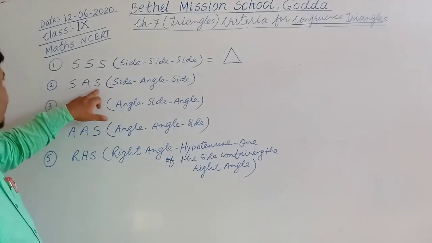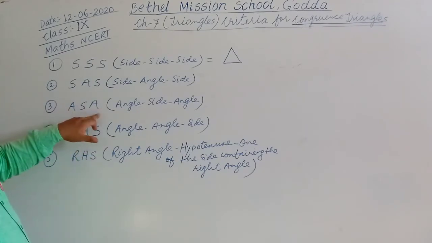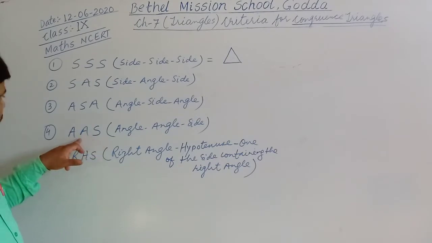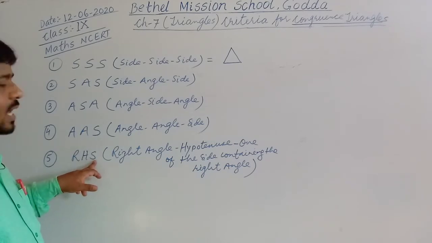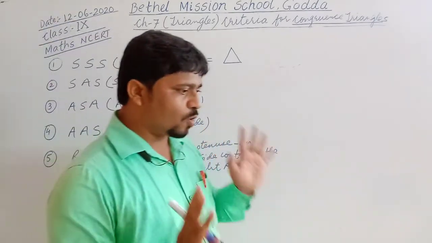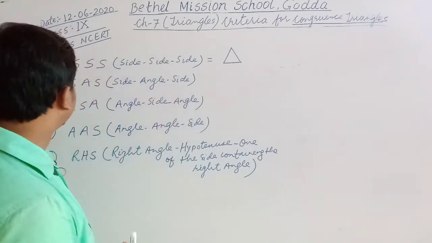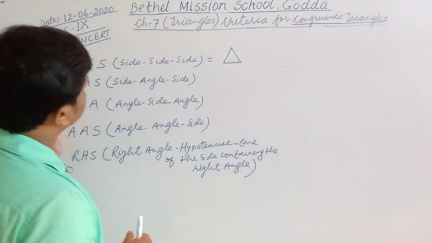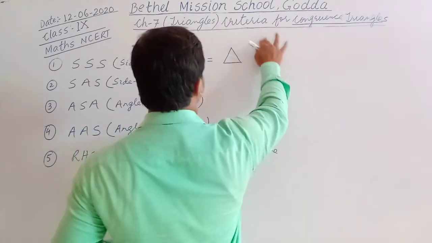SAS, 2 sides and one angle, 3 parts are here also. 2 angles and one side, here also 3 parts. Angle, side, and 2 angles, one side, 3 parts are here. And right angle, hypotenuse, and one of the sides containing the right angle, here also 3 parts. So for proving 2 triangles congruent, we need 3 parts, and these 3 parts should be in this way. You can see on the board. You cannot write in any other way to prove 2 triangles congruent.